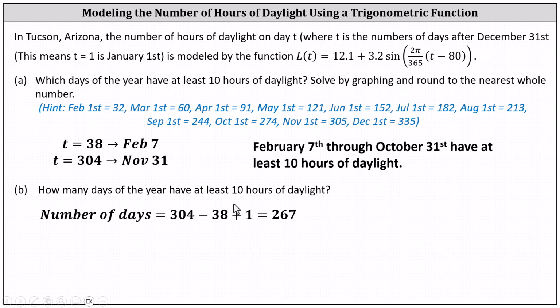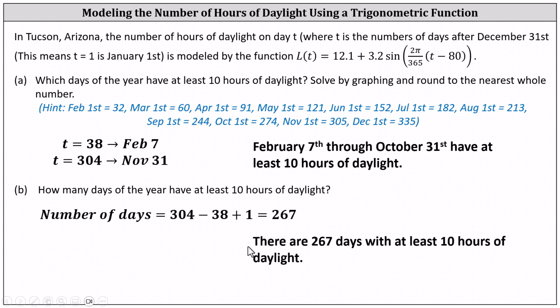Now the reason we're adding 1 here is because remember, if we had 10 days numbered 1 through 10, 10 minus 1 is 9, we'd have to add 1 to get a total of 10 days, which we know we have if the days were numbered from 1 through 10. So the difference plus 1 is equal to 267, which indicates there are 267 days with at least 10 hours of daylight. I hope you found this helpful.